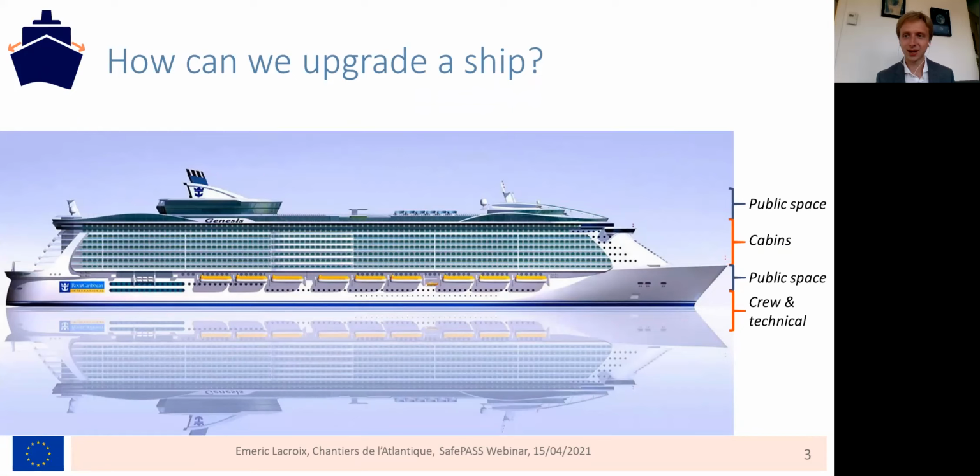So, how can we upgrade a cruise ship? Generally, all cruise ships have a fairly similar structure independently of the yard it's being built in. You usually have some public spaces above. These are the outside decks on top, where you have plenty of sun, or you have swimming pools. It's a very enjoyable area. Down below, you have some cabin decks, a lot of cabin decks.